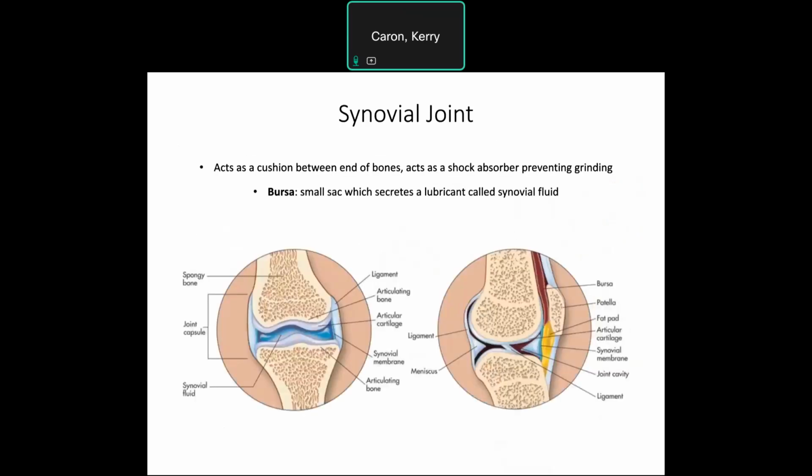The synovial joint, now we mentioned this when we talked about membranes, is a shock absorber. It prevents grinding, okay? There's a bursa, which is a fluid-filled sac around the knee. The bursa secretes a lubricant, and that lubricant is synovial fluid. If you remember, the synovial membrane contains synovial fluid, so our bursa is secreting that.